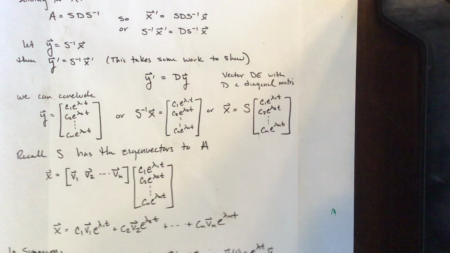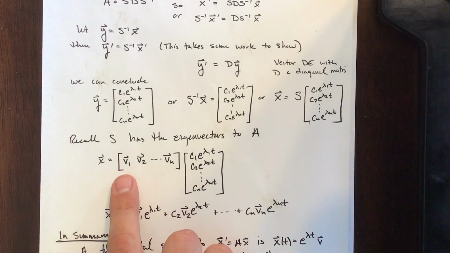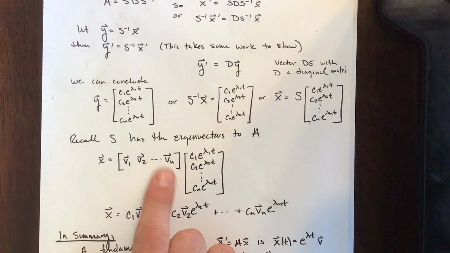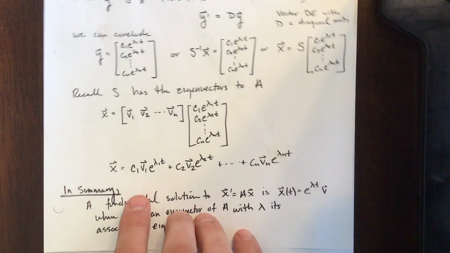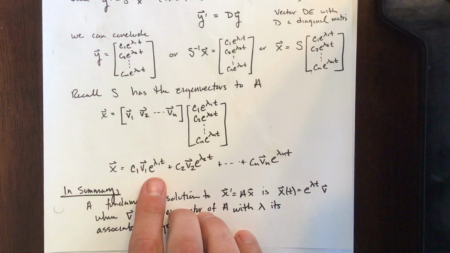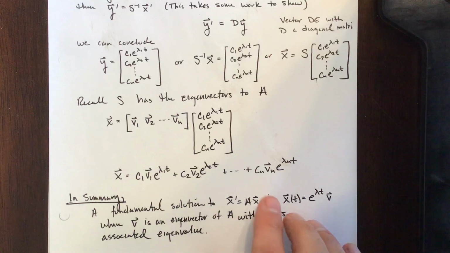So if you take the matrix S that has column vectors that are the eigenvectors of A, and you multiply it by this, you get the general solution to be c1 v1 e to the lambda 1 t, c2 v2 e to the lambda 2 t, cn vn e to the lambda n t.